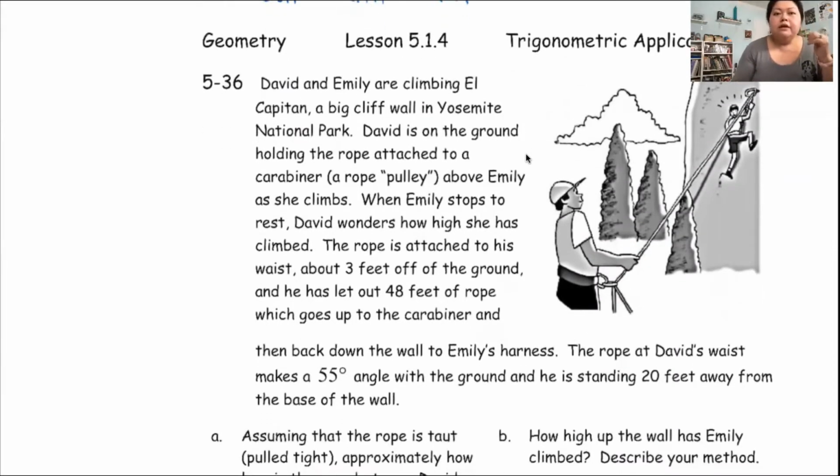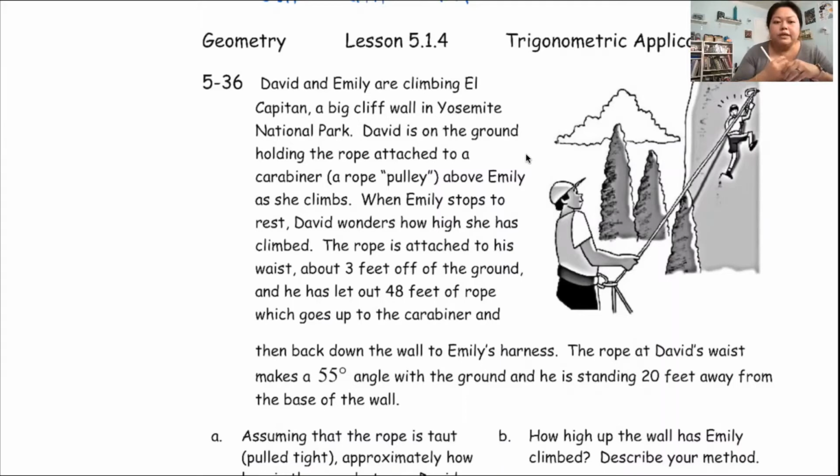David and Emily are climbing El Capitan, a big cliff wall in Yosemite National Park. So I've heard this is a really flat side. David is on the ground holding a rope attached to a carabiner, a rope pulley above Emily as she climbs. When Emily stops to rest, David wonders how high she has climbed. The rope is attached to his waist, about 3 feet off the ground, and he has let out 48 feet of rope, which goes up to a carabiner and then back down the wall to Emily's harness.